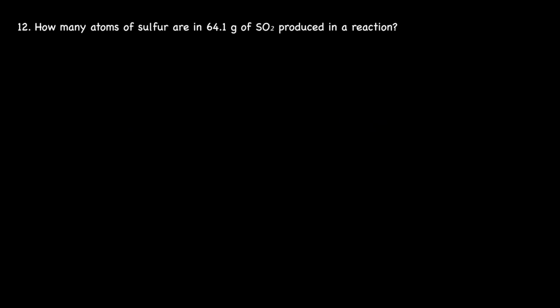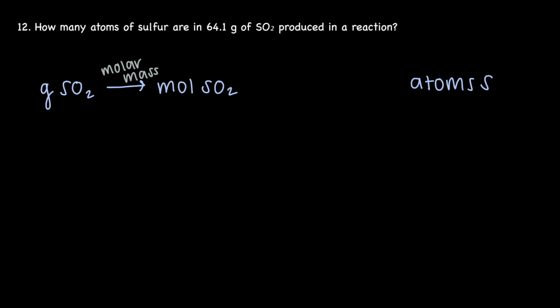Number 12. How many atoms of sulfur are in 64.1 grams of sulfur dioxide produced in a reaction? This problem follows grams to moles to particles. For this unit map, we are starting with 64.1 grams of sulfur dioxide and ending with atoms of sulfur. We are ending with a new identity, sulfur atoms, so we will go from grams of sulfur dioxide to moles of sulfur dioxide using molar mass.